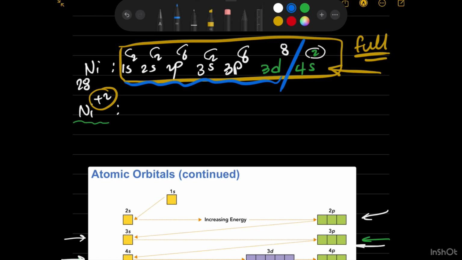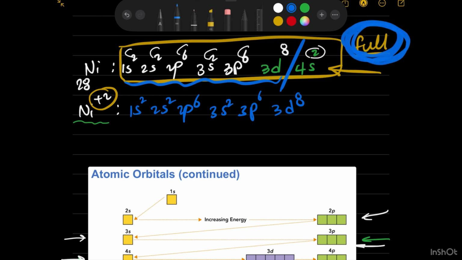So you have to say 1s2, 2s2, 2p6, 3s2, 3p6, 3d8. This is very important. You have to put it in your mind. Write it in full first and then write it again without anything else.